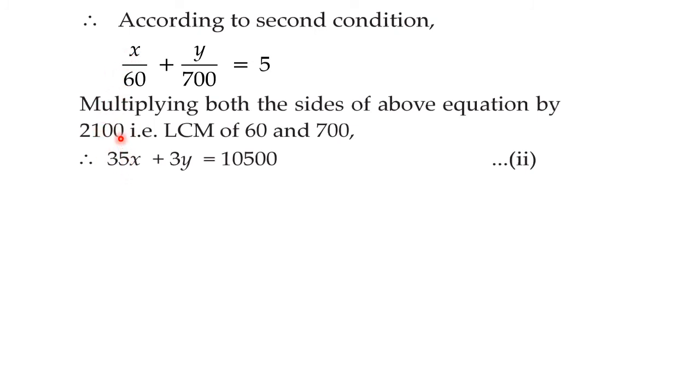So here the very first term is 35x. When you multiply here by 2100, you can observe these two numbers. Then you can cut these two zeros, and simply 7 3s are 21. So the second term here is 3y. And here we have 5 into 2100. See, 21 5s are 105, and on that you have to write down two zeros. So this is our equation number 2.